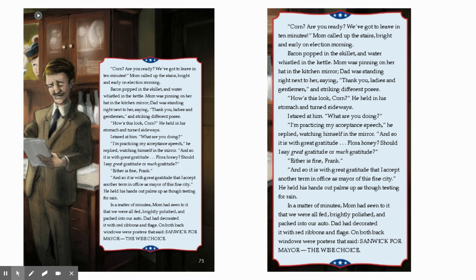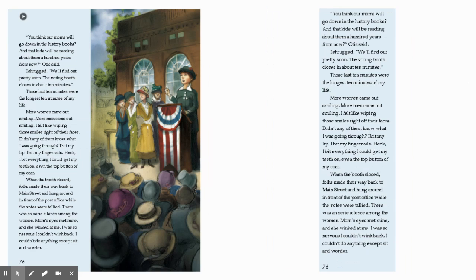In a matter of minutes, Mom had seen to it that we were all fed, brightly polished, and packed into our auto. Dad had decorated it with red ribbons and flags. On both back windows were posters that said Sandwick for mayor, the wise choice. "Do you think our moms will go down in the history books and that kids will be reading about them 100 years from now?" Otis said. I shrugged. "We'll find out pretty soon."